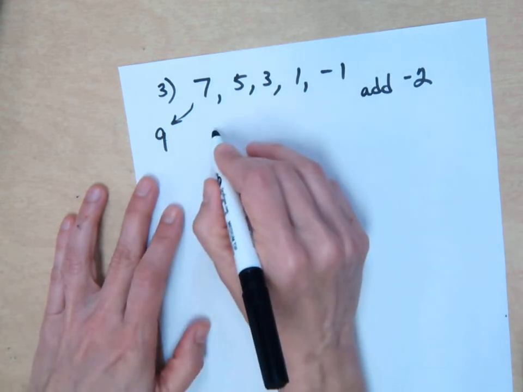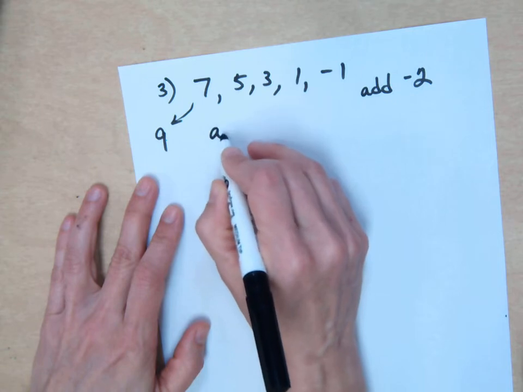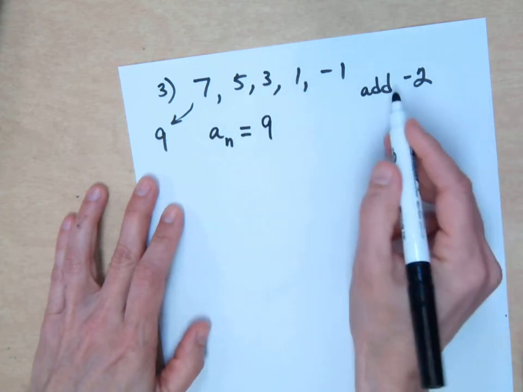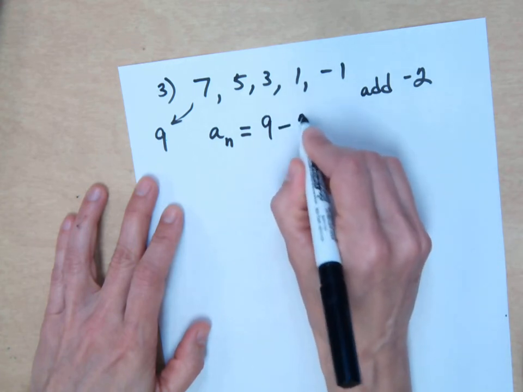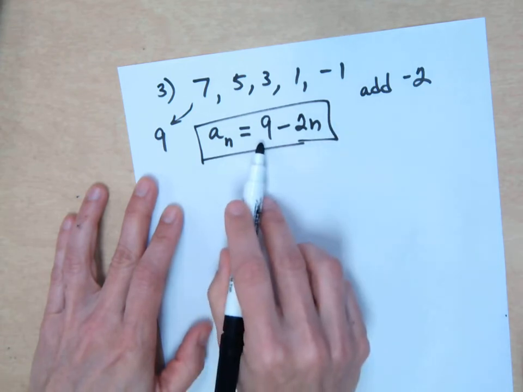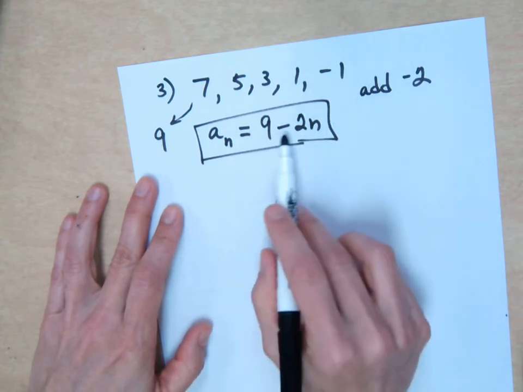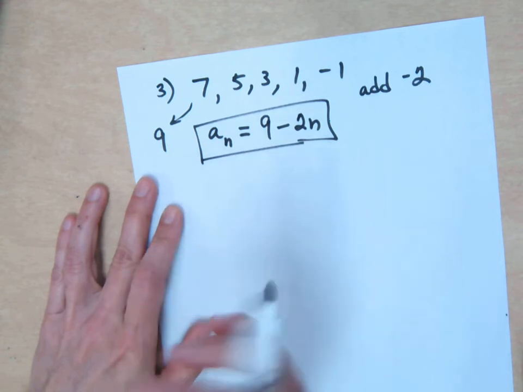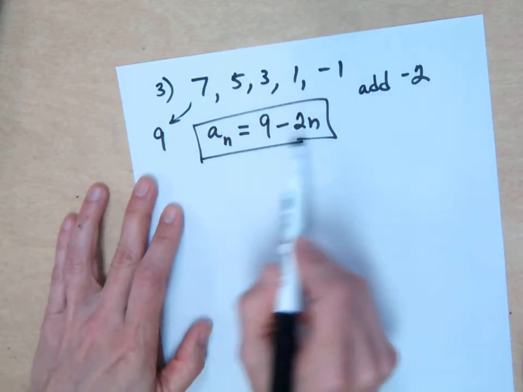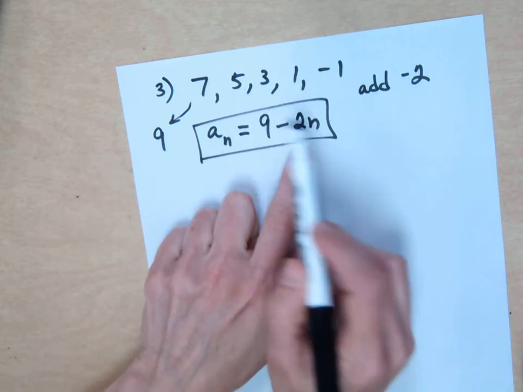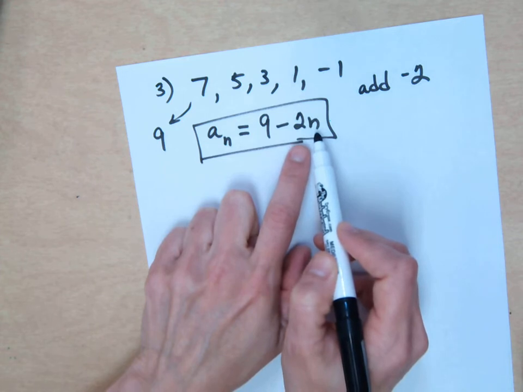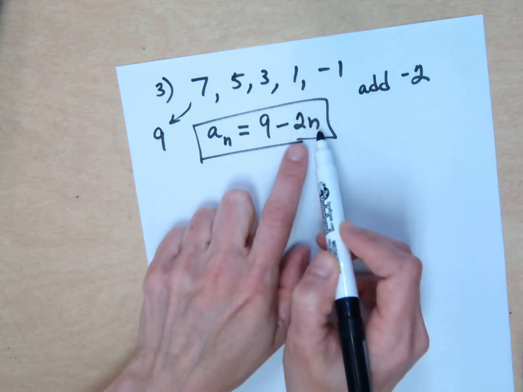So the final answer, I'll write it. I'll use the other notation. A sub n equals, you'd start with a 9, and then you would add -2 n times. That's the formula. So it's always the 0th term, and then whatever you're adding goes in front of n. So we've got to try it. If I plug in a 1, what do I get? If I plug in a 2, what do I get? If I plug in a 3, what do I get? If I plug in a 4, okay, it's good.